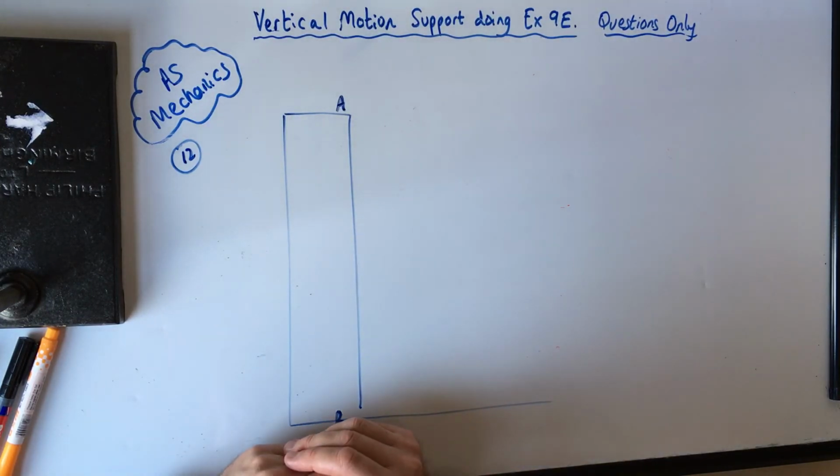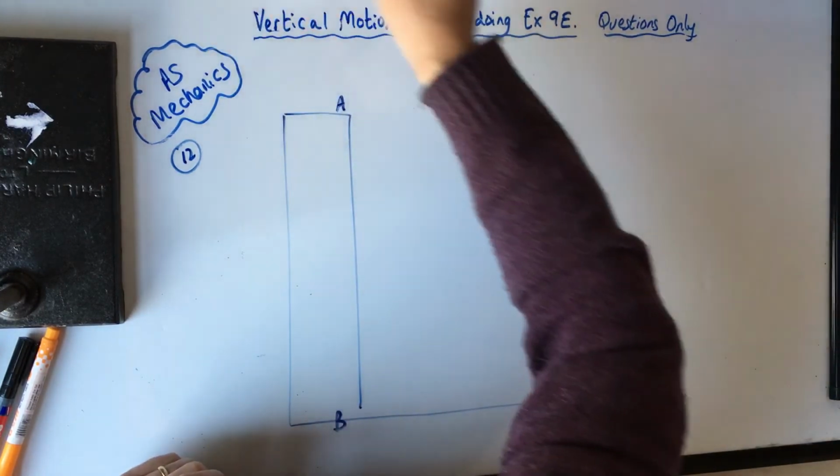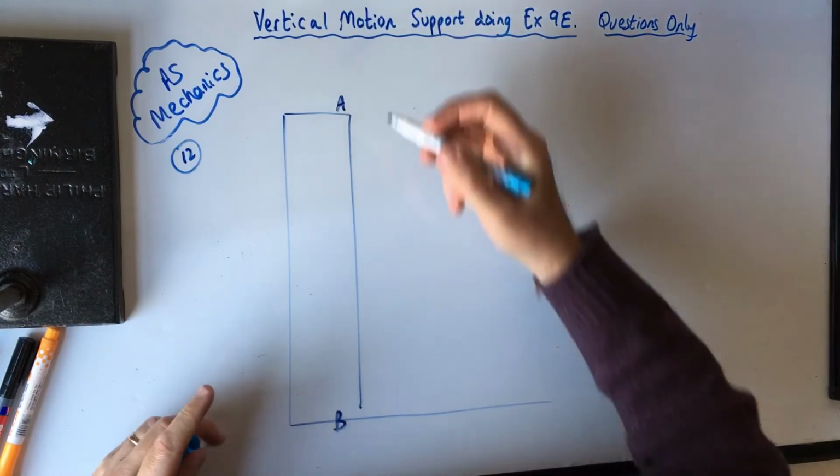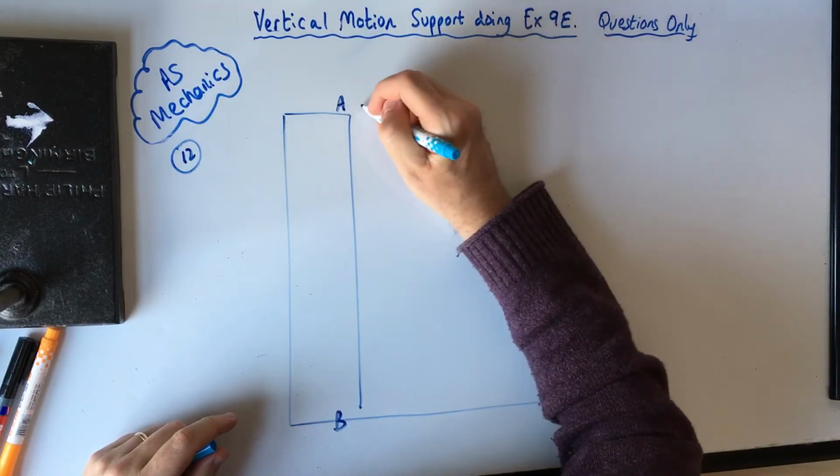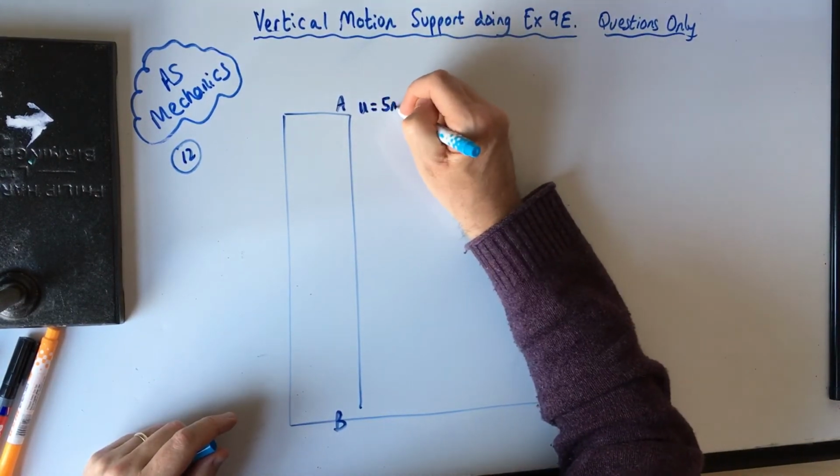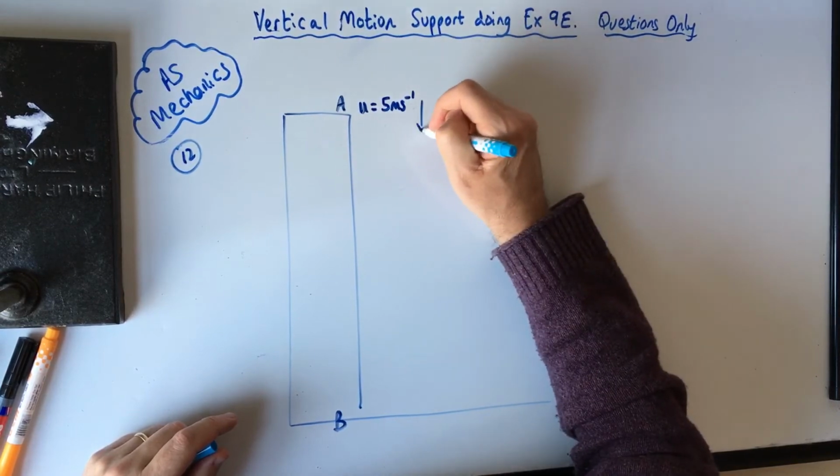So let's have a look at the question. A ball is thrown vertically downwards from A, so u is equal to 5 meters per second here, going down.